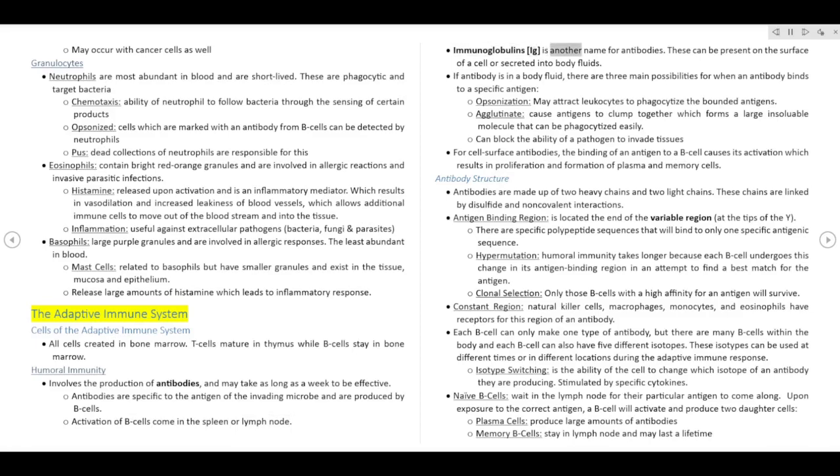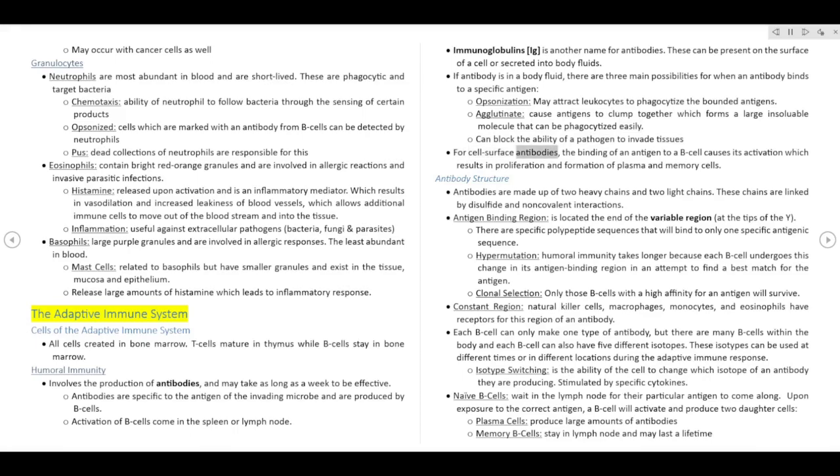Immunoglobulins, Ig, is another name for antibodies. These can be present on the surface of a cell or secreted into body fluids. If an antibody is in a body fluid, there are three main possibilities when it binds to a specific antigen. Opsonization may attract leukocytes to phagocytize the bound antigens. Agglutination causes antigens to clump together, which forms a large insoluble molecule that can be phagocytized easily. It can also block the ability of a pathogen to invade tissues.